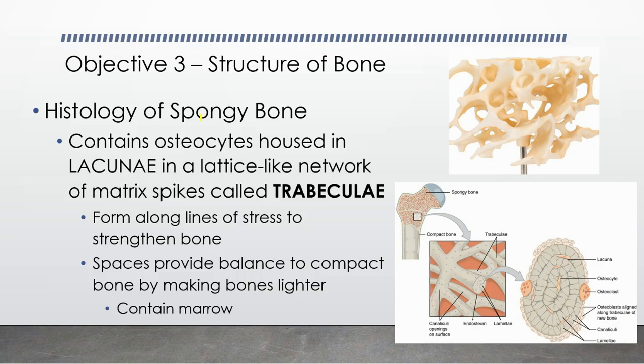All right, spongy bone is a little bit simpler. We still have osteocytes that are housed in the lacunae, but instead of those lamellae, those concentric rings, we have trabeculae. We have a lattice-like structure of these matrix spikes. Although it seems like they're randomly formed, it's actually based on stress. They're going to form where the bone needs them to be. These trabeculae are the stronger portion of your spongy bone, and the rest of it is going to be spaces that contain that red marrow.